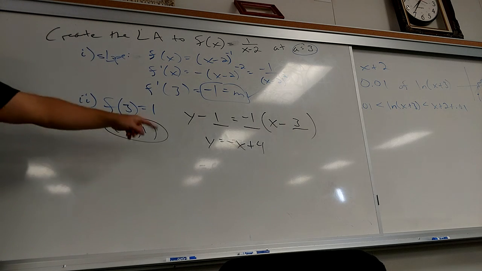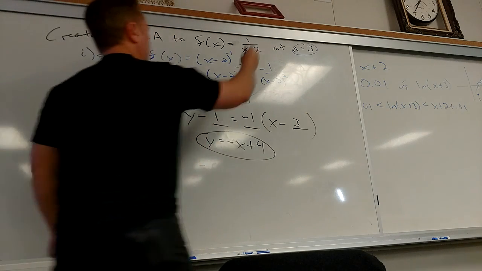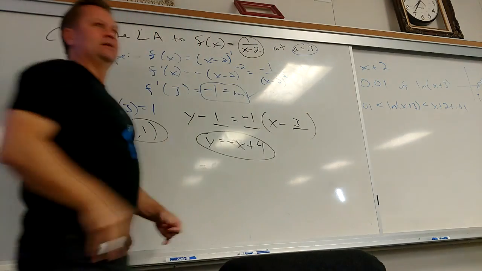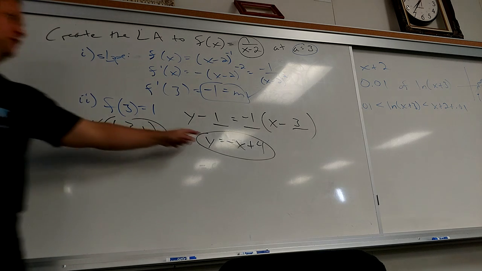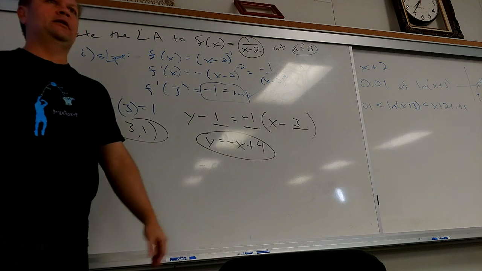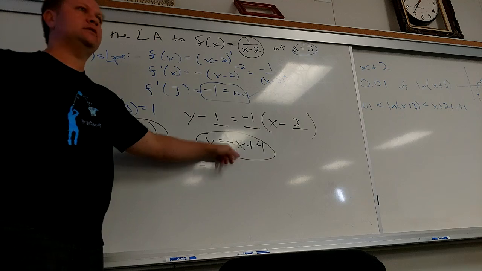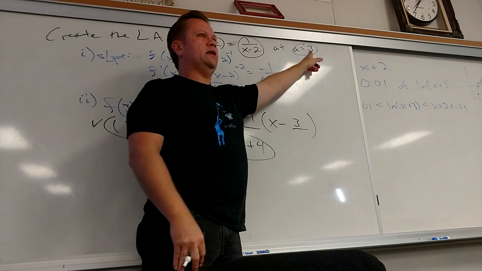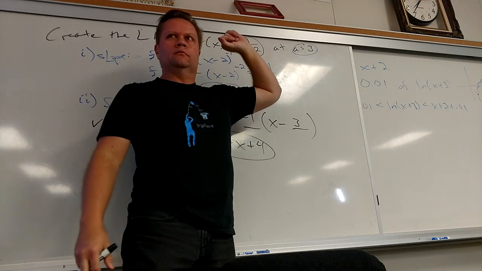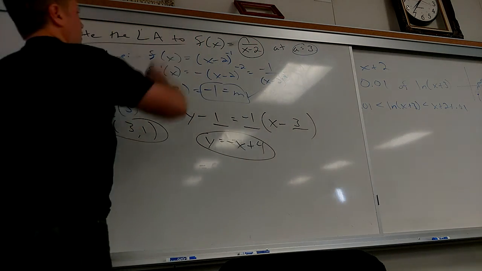So is this function simpler than this one? And don't even say in what way, Jeff. In every damn way, this function is simpler than that one. And this function will give very similar outputs that this one will, close to this input. So this would be part A, create the linear approximation.